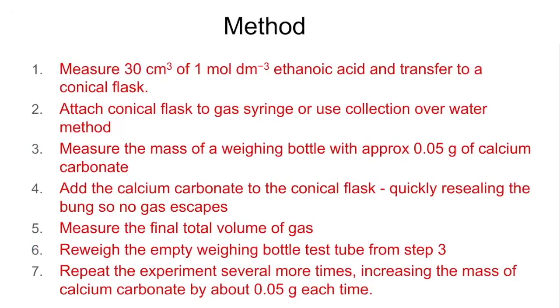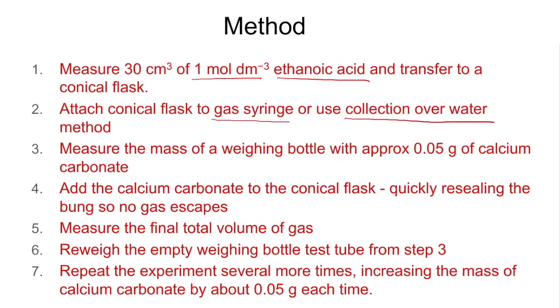So how do we do this? Well, we measure out 30 centimetres cubed of 1 mole per decimetre cubed ethanoic acid. We then transfer that into a conical flask. We attach the conical flask either to a gas syringe or a delivery tube to allow collection over water, and we'll look at both of these setups in just a minute.